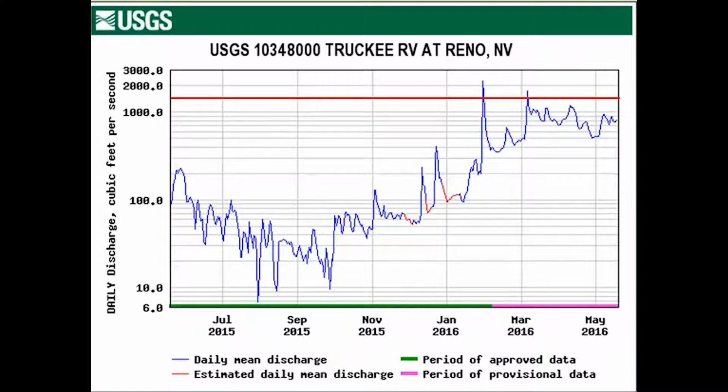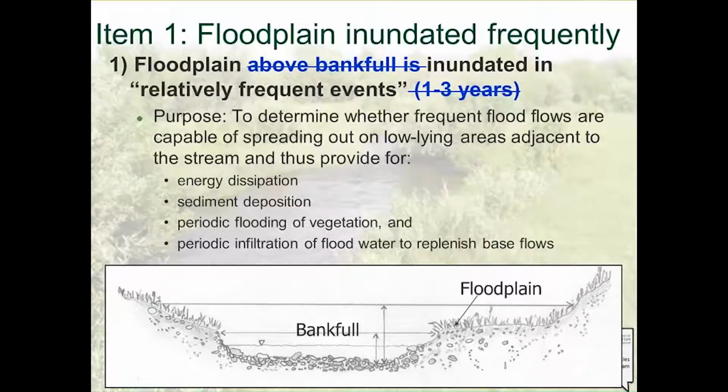Actually getting into the first item here, now that we've cleared up a little bit of what bankfull is in regard to the features it creates and what the discharge means. Item number 1 reads, floodplain inundated in relatively frequent events. You see there's some language in blue that's been struck out. That is the way the question was written in the previous protocol. We wanted to include that language in here, but indicate the changes so that you know what changes have been made to the most recent protocol.